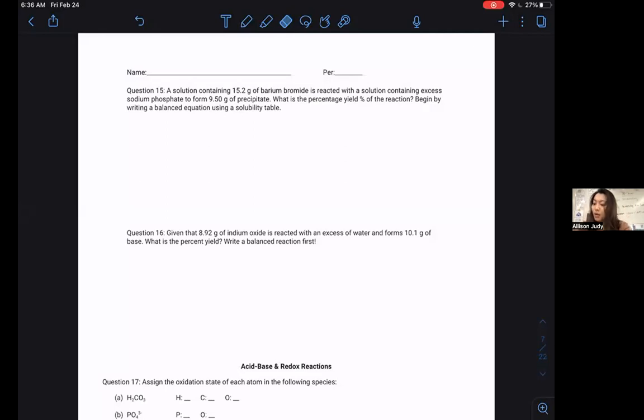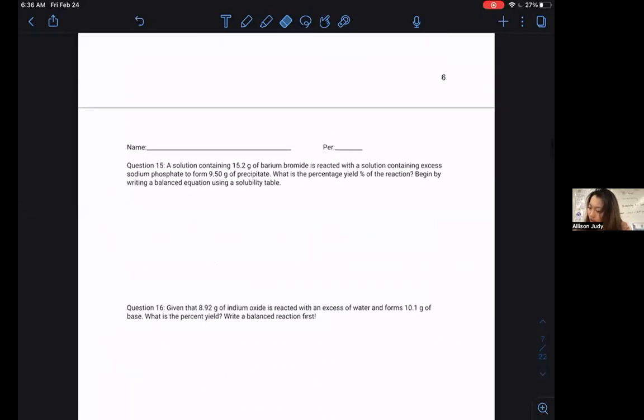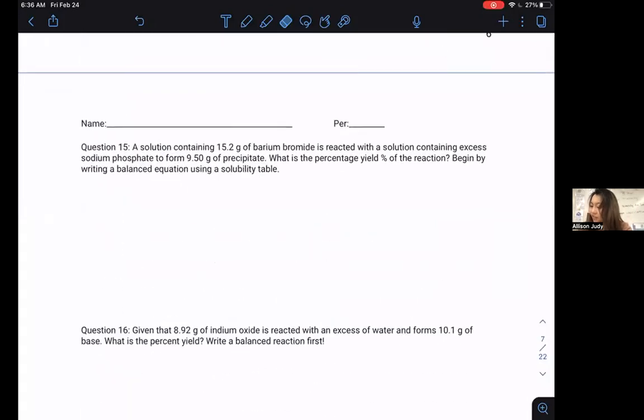Okay, so question 15 on page 7 asks us: a solution containing 15.2 grams of barium bromide, an ionic compound, is reacted with a solution containing excess sodium phosphate to form 9.50 grams of precipitate. What is the percent yield of the reaction? Begin by writing a balanced equation using a solubility table.